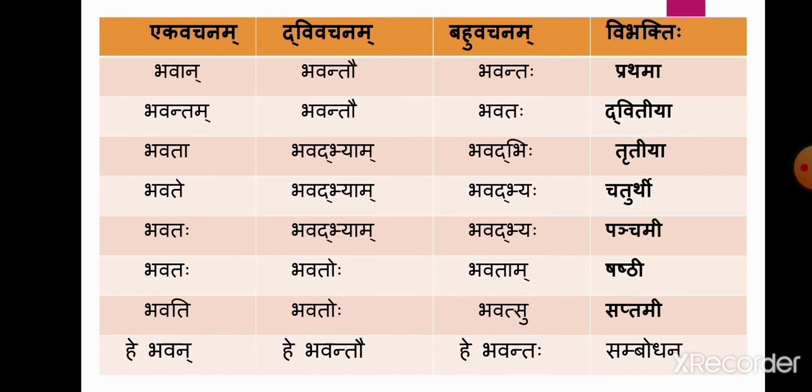Bhavan bhavantau bhavantah prathama, bhavantam bhavantau bhavatah dvitiya, bhavata bhavadbhyam bhavadbhihi tritiya, bhavate bhavadbhyam bhavadbhyah chaturthi, bhavatah bhavadbhyam bhavadbhyah panchami, bhavatah bhavatoho bhavatam shashti, bhavati bhavatoho bhavatsu saptami, he bhavan, he bhavantau, he bhavantah sambodhan.